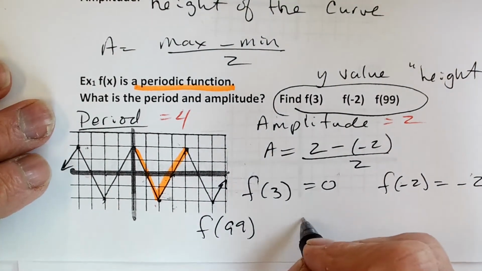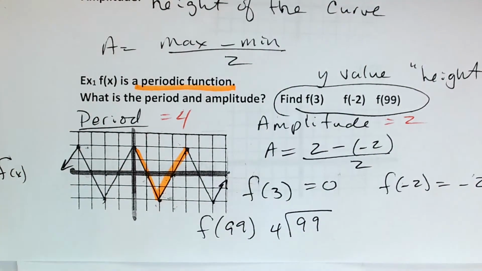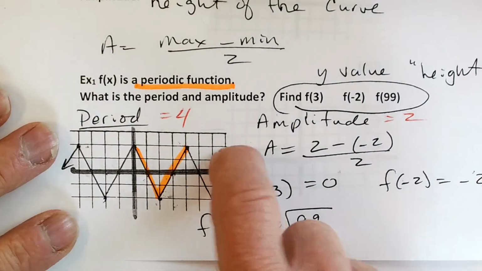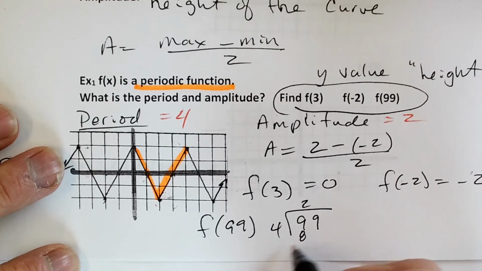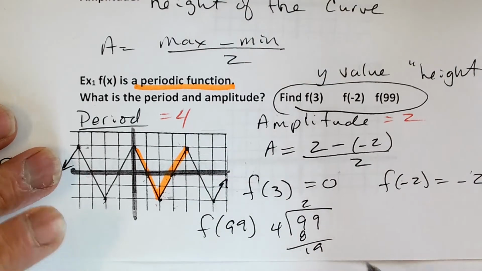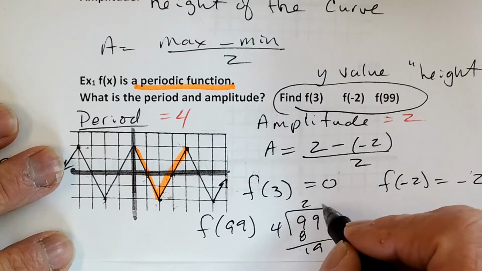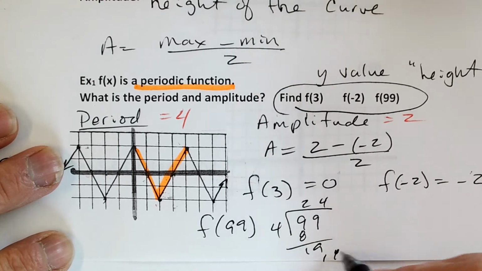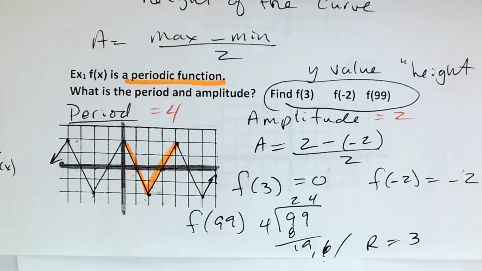So let's see, what is 99 divided by 4? The reason I want to divide 99 by 4 is to find how many of these patterns it has. It goes in 2 times, 8, 19. 4 goes into 19 four times, that's 16, right? The remainder is 3. Now the remainder of 3 is important because that's my answer.